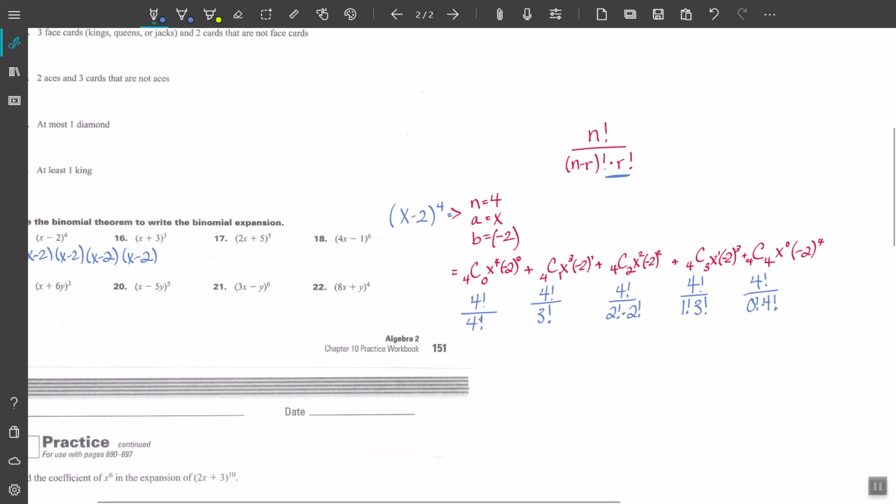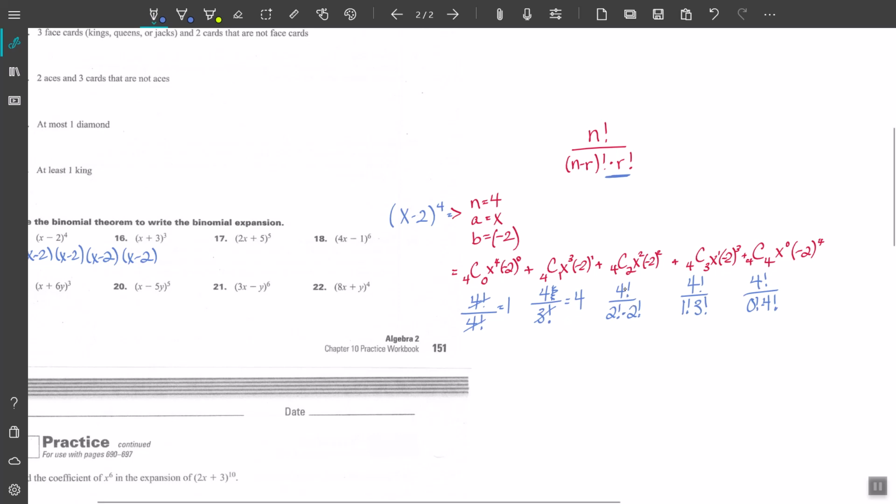So 4 factorial and 4 factorial, these are both going to cancel out. I mean, that's 4 times 3 times 2 times 1 in both the numerator and denominator. So those are all going to cancel out to give us 1 here. This is 4, 3, 2, 1. And then this is 3, 2, 1. So the 3, 2, 1s are going to cancel out. And then all you're going to be left with in the numerator is a 4. So there's our coefficient on the second term.